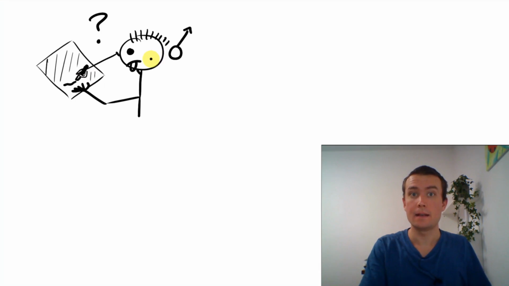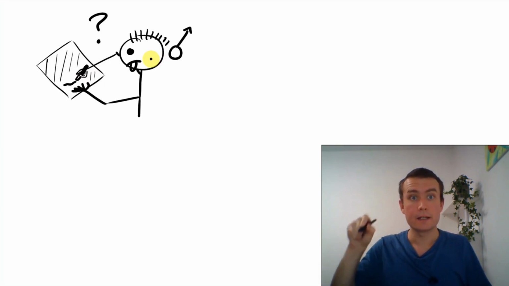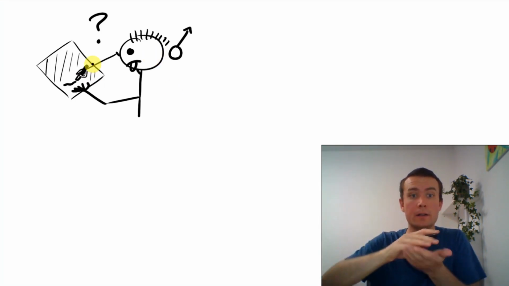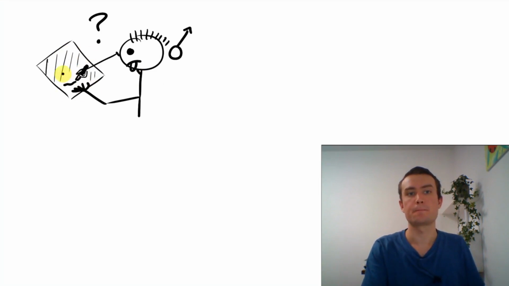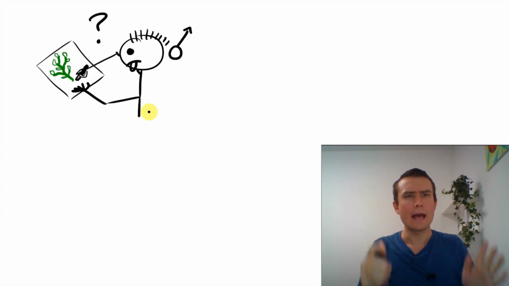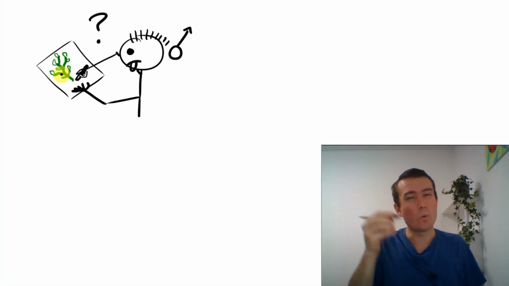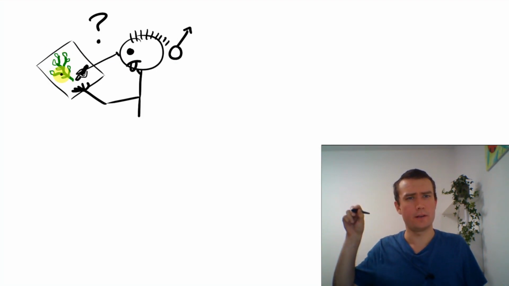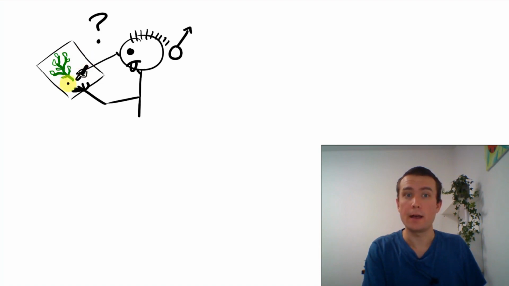The man is drawing on the paper. What has he drawn? What has he drawn? He's drawn a plant. A green plant. The man has drawn a green plant.